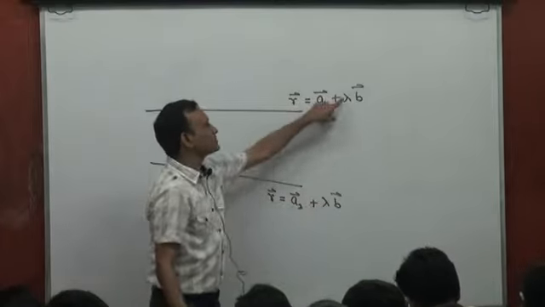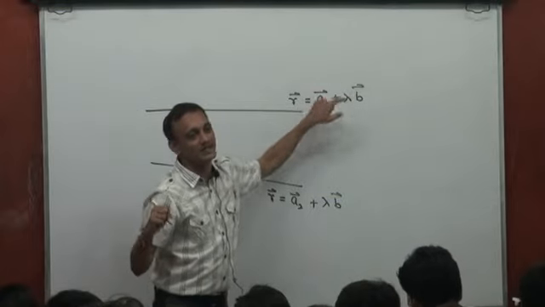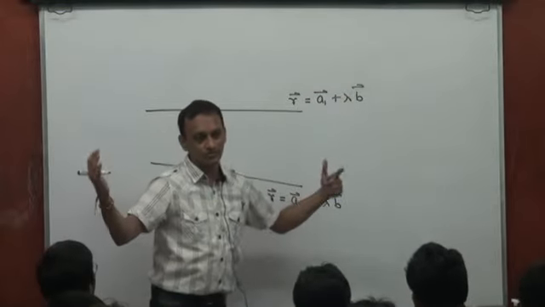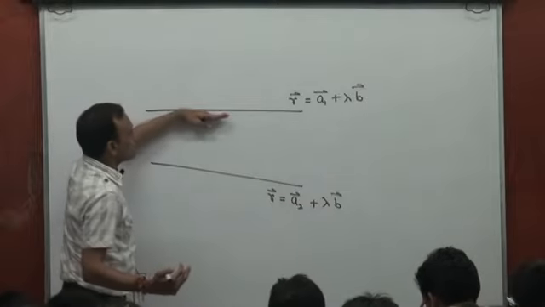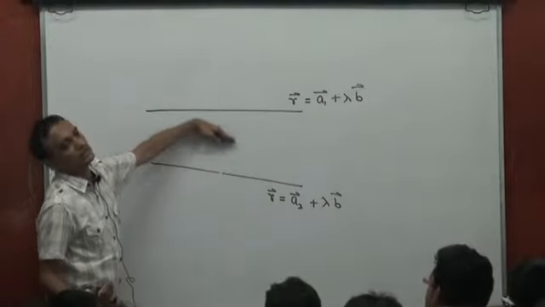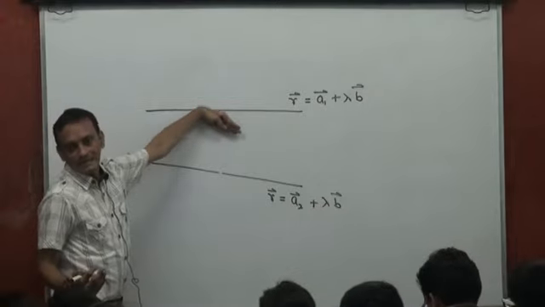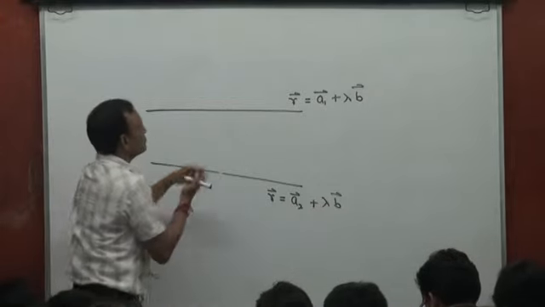And lambda is a parameter, so don't think that this lambda is the same as that lambda. It's like you can assign different values to lambda to get position vectors of various points on the line. And you want to find the separation between these two lines.